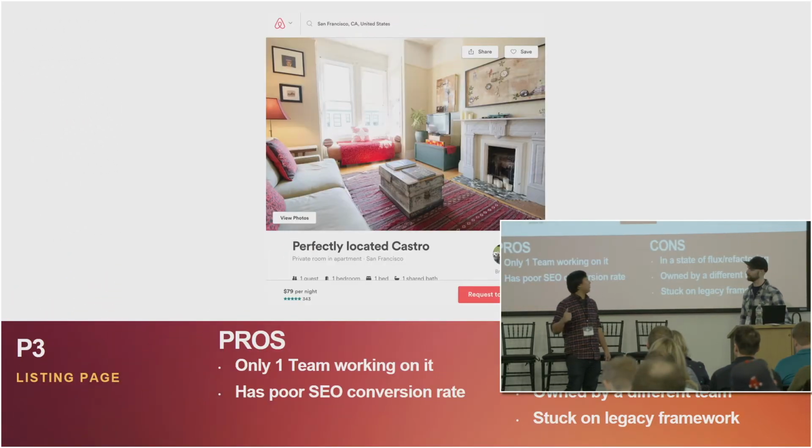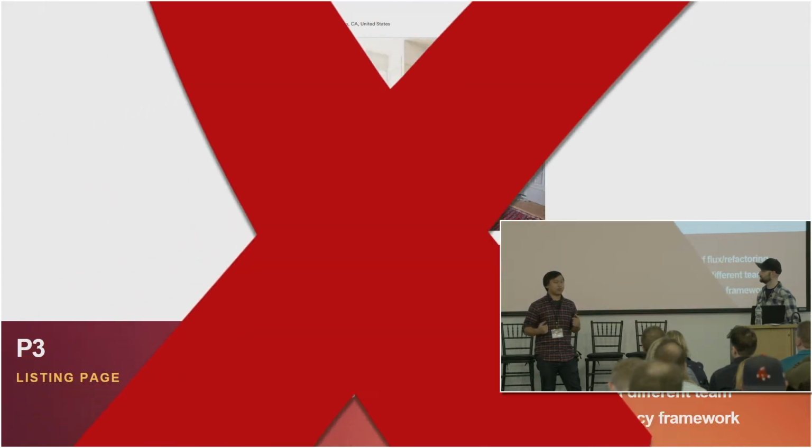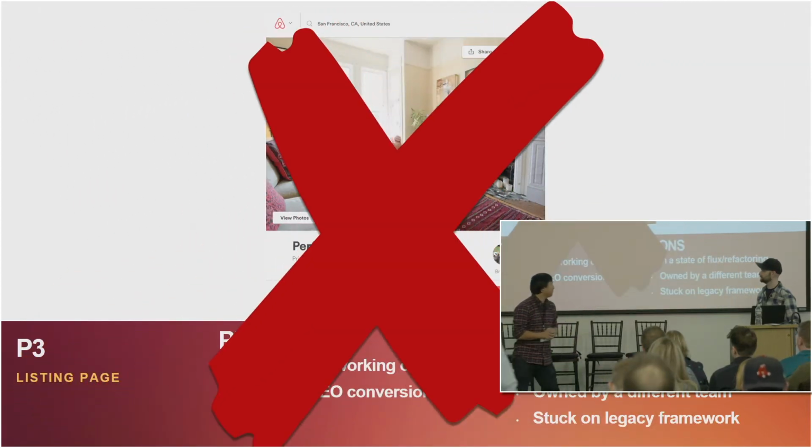The next page is our listing pages. We actually worked on these pages for 2 weeks. The great thing about the page is that only one other team owns it, so it would be really easy to work with them. And the other great thing is that the conversion rate is super low. So if we AMP these pages, we can boost the conversion rate. That will really help our metrics at the end of the day. But the big problem is just that these pages are built on a legacy system, and they're just not very compatible for us in order to bring AMP to these pages. So for that reason, we also decided these pages aren't the pages to AMP up.